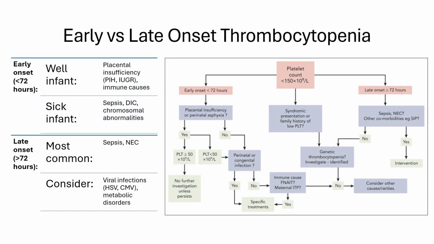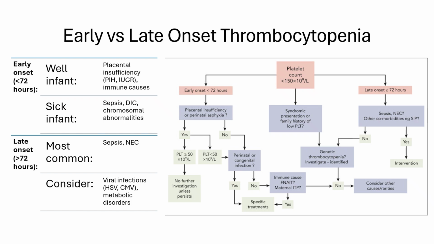The timing of thrombocytopenia onset provides crucial diagnostic information reflecting different underlying pathophysiologic processes. The 72-hour cutoff distinguishes conditions present at birth from those acquired postnatally. Early onset thrombocytopenia, occurring within 72 hours, divides into well-appearing versus sick infants.